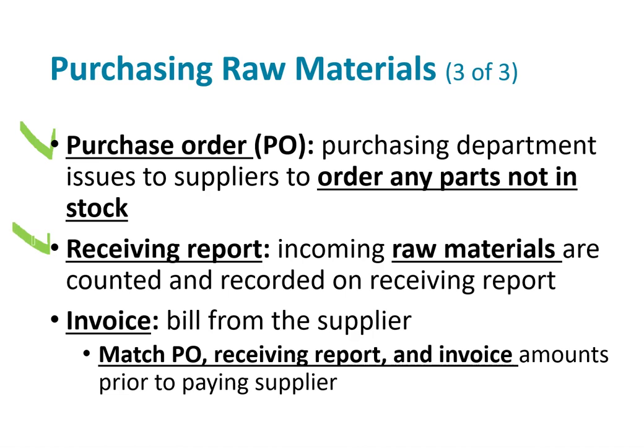Then you will receive that inventory, or the raw materials in this case, and you get a receiving report. And the receiving report usually has what are called blind copies that are counted and recorded on the receiving report, so they can later be compared to the purchase order.